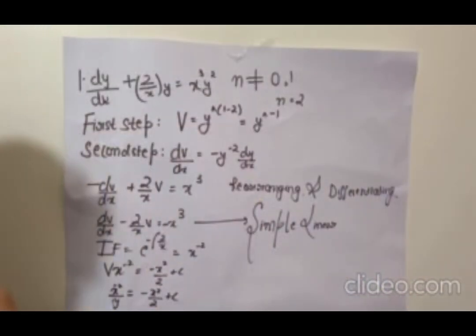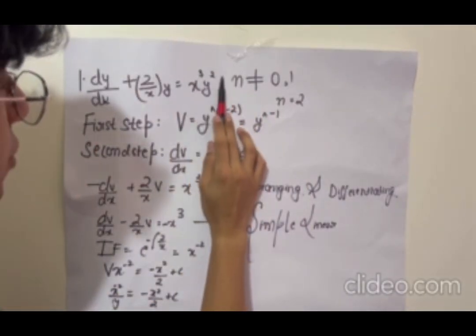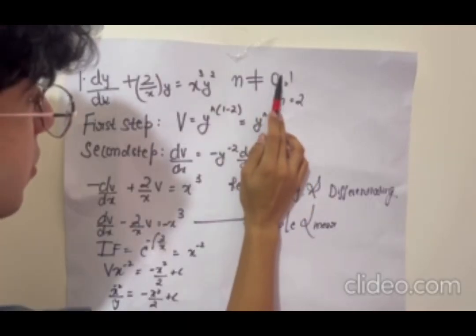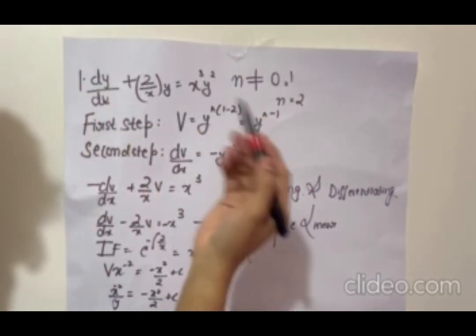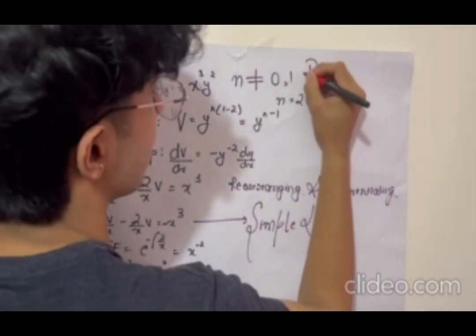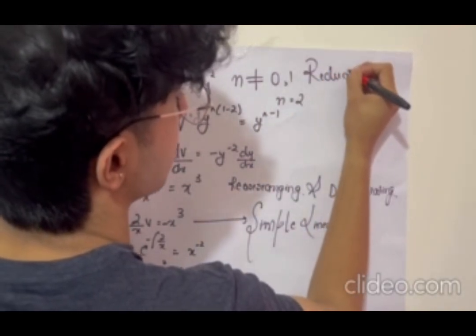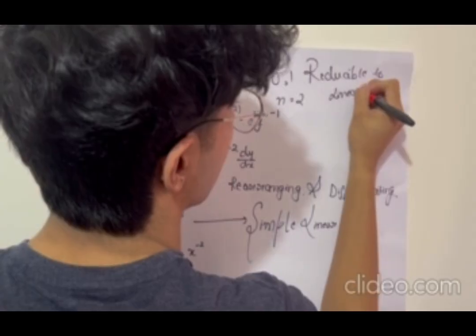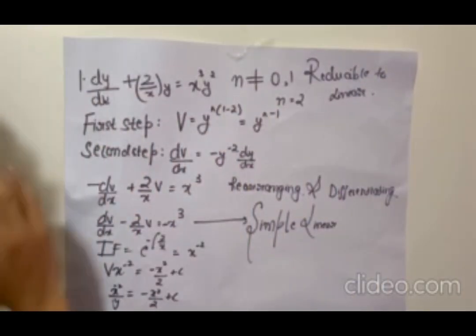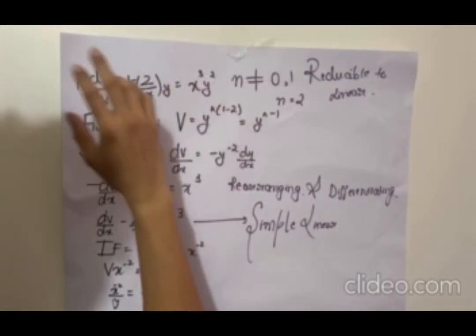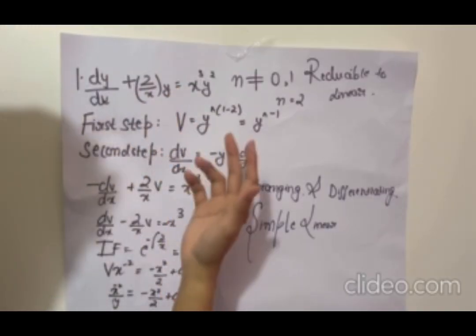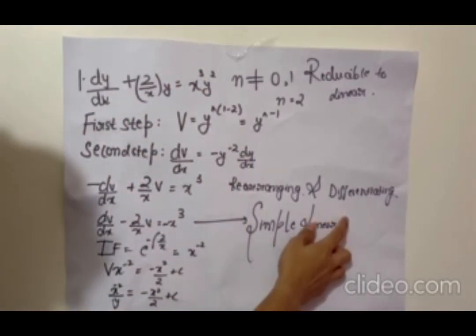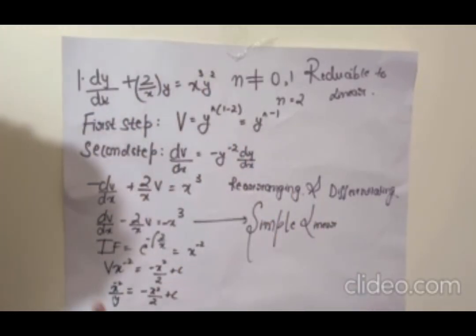So, what do we have here? This is an equation where the value of n equals 2, which means it is not equal to 0 or 1, which gives us a clear indication that this is a problem of reducible to linear. At first glance, the question may look extremely difficult and confusing. However, using these steps, we can easily prepare a simple linear equation and get the answer.